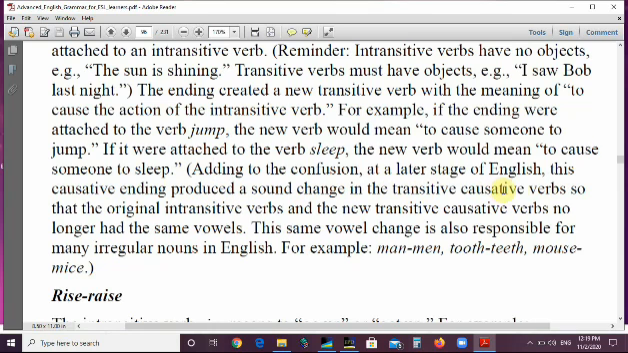Adding to the confusion, at a later stage of English, this causative ending produced a sound change in the transitive causative verbs, so that the original intransitive verbs and the new transitive causative verbs no longer had the same vowels. This same vowel change is also responsible for many irregular nouns in English. For example, man is changed into men for plural, not by adding an s. Tooth, teeth, mouse, and mice.